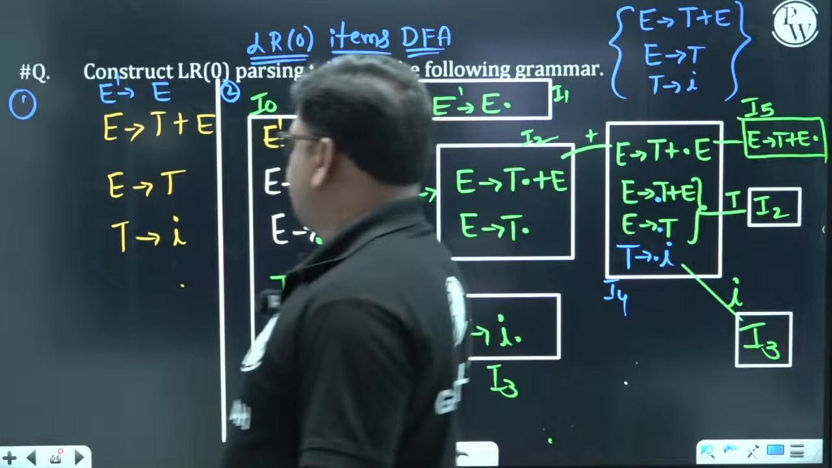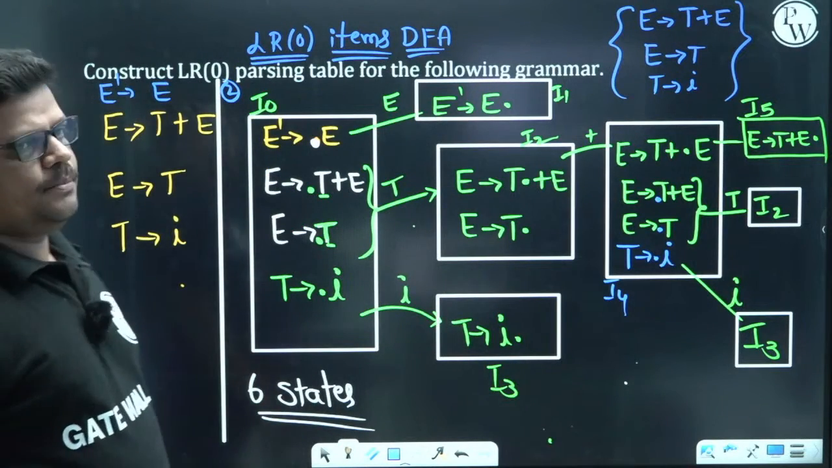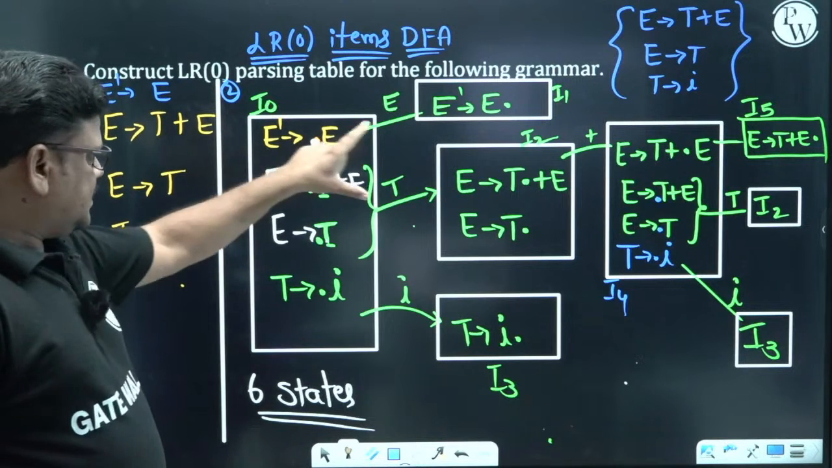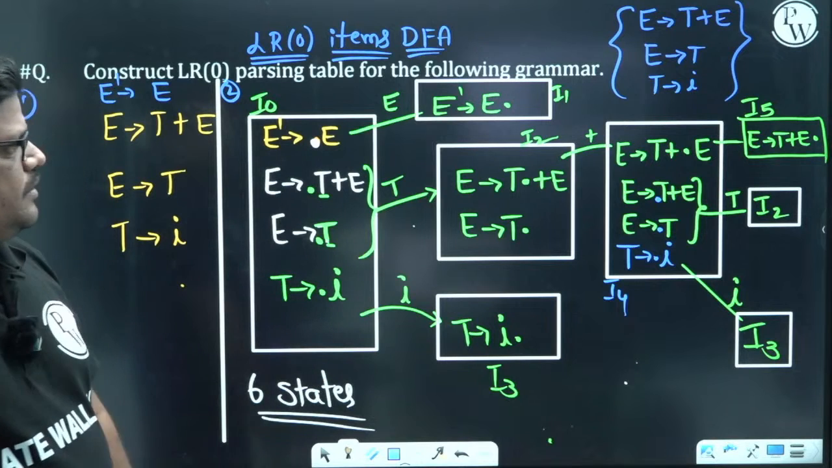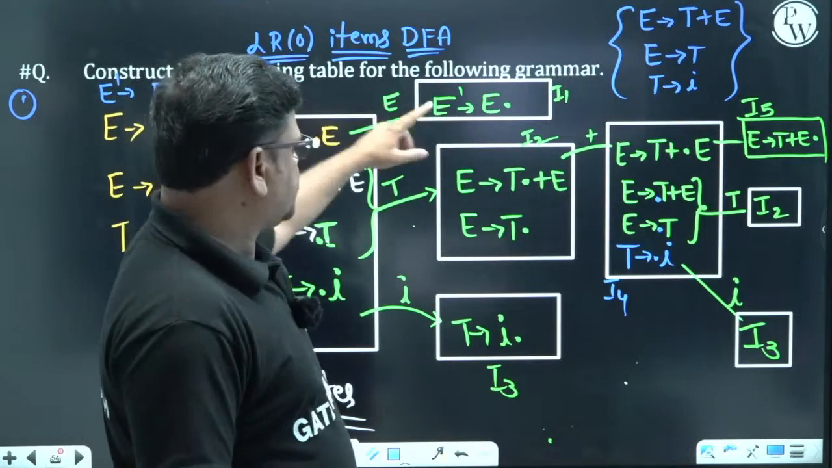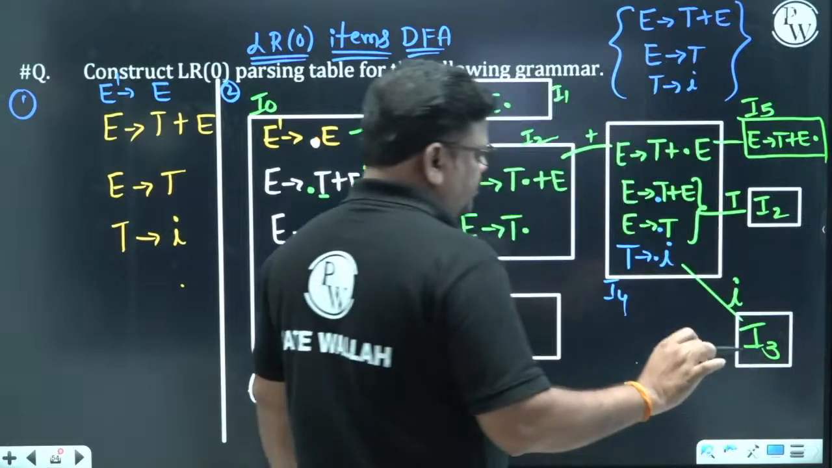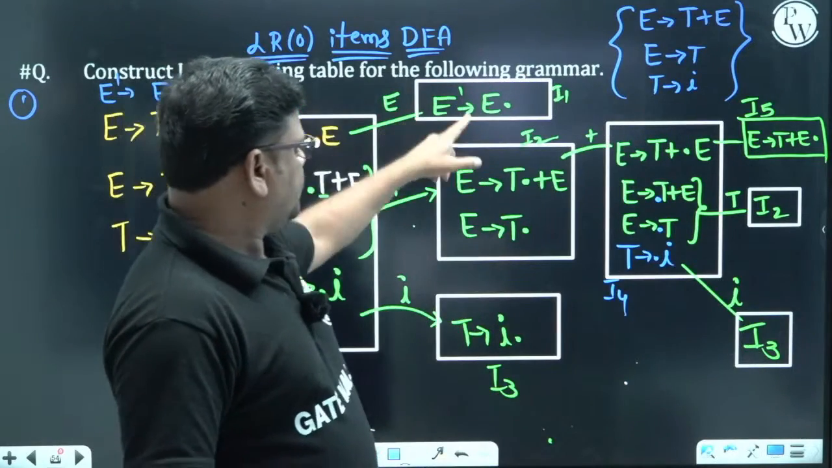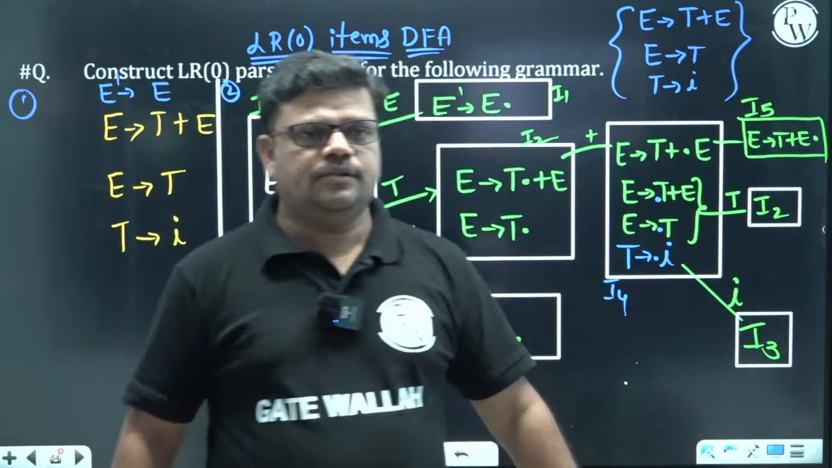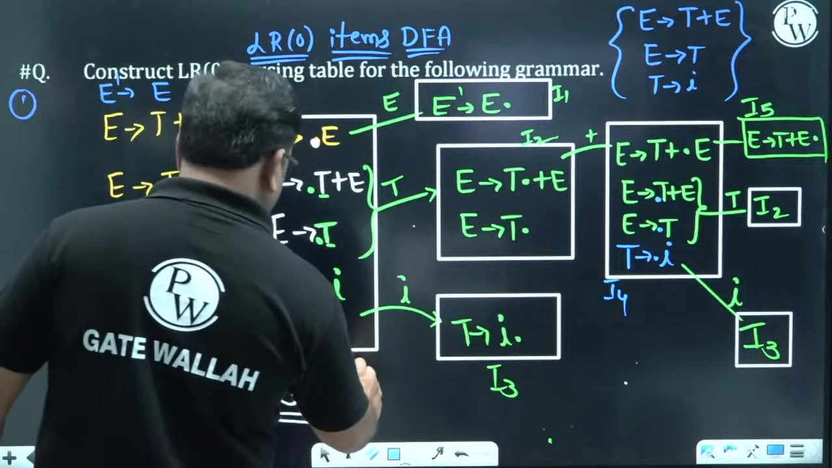So like this, if any grammar is given, we should be in a position to construct this type of DFA. This is called the LR0 items DFA. These two are repeated states, will not be counted. I0, I1, I2, I3, I4, I5, that's all. 0 to 5, 6 states, not 8 states. It is the total states of the DFA.